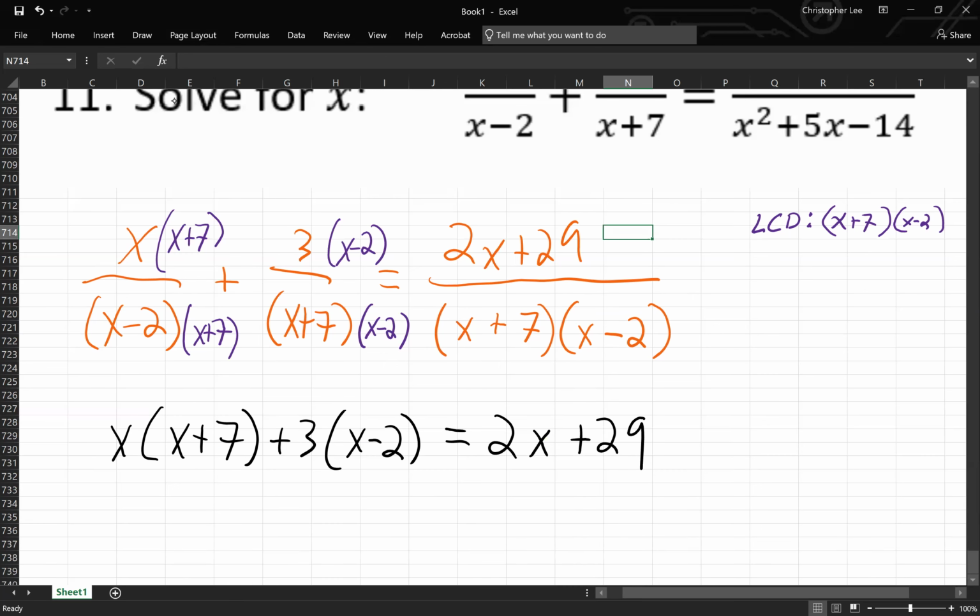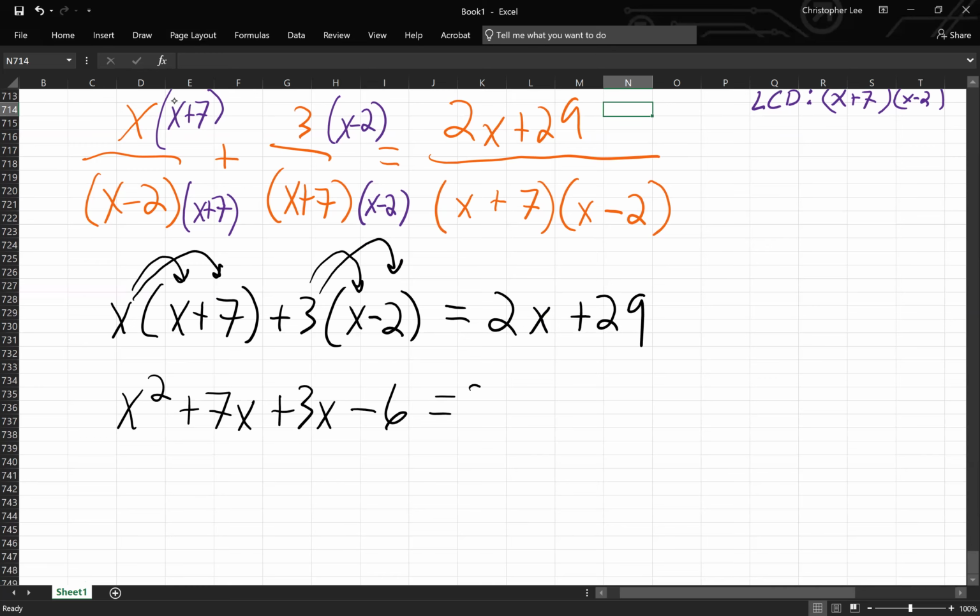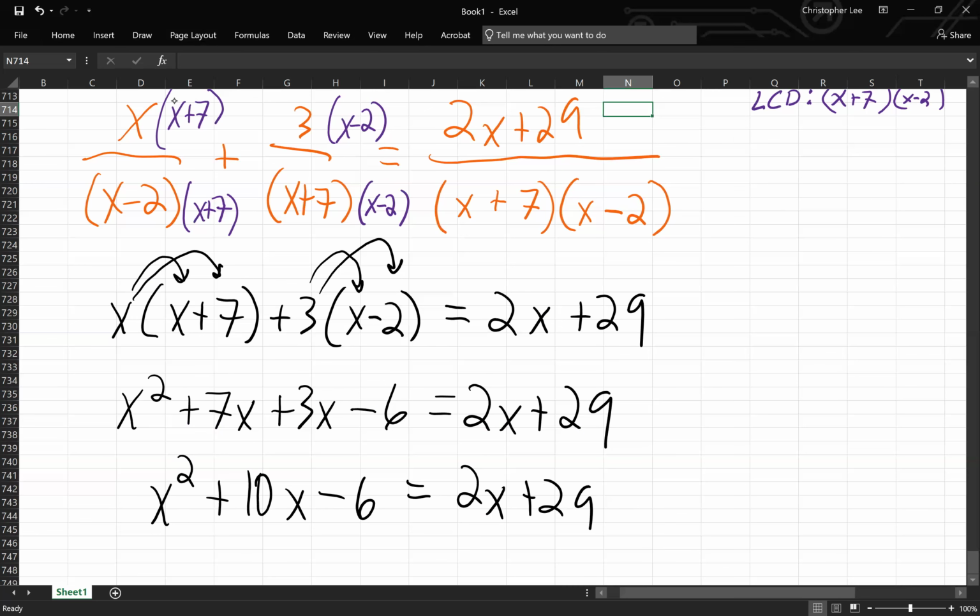All right, let's continue. So next, I want to distribute the x over here. I want to distribute 3 over here. And I want to combine like terms, solve for x, all that good stuff. So x times x, that's going to give me x squared. X times 7 is 7x. 3 times x is 3x. 3 times negative 2, negative 6, is equal to 2x plus 29. Combining like terms, I have x squared plus 10x minus 6 is equal to 2x plus 29.